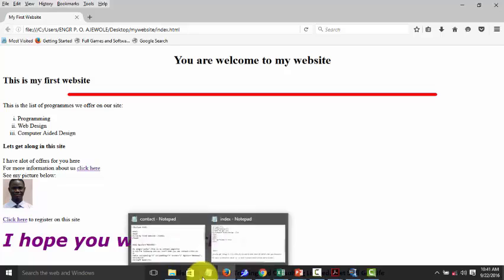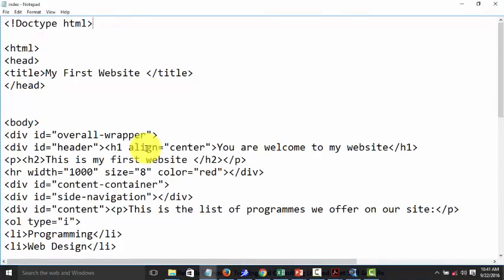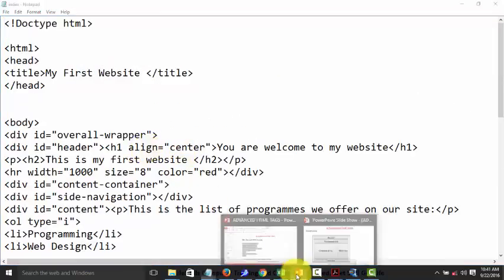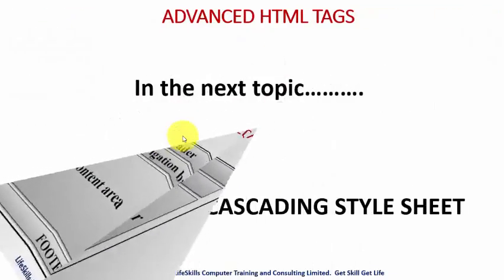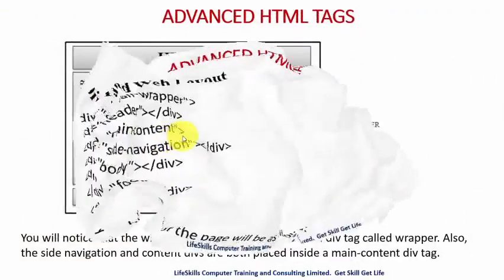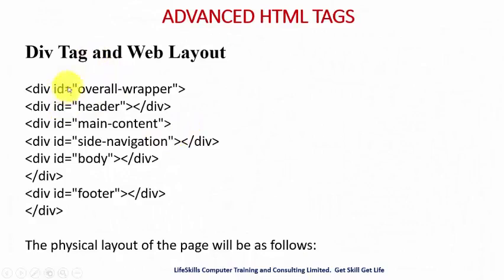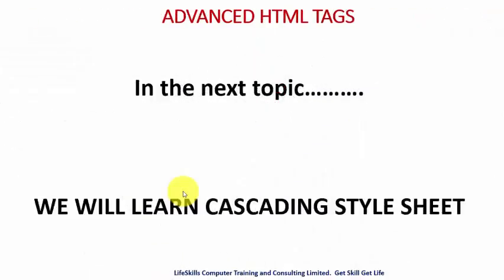In the next video, I will explain the use of div tag together with CSS so that you'll be able to understand what we're trying to say by saying that you can achieve different layouts by using div tag, by putting different sections of your site in different div tags. So in the next topic, we will learn cascading style sheets.